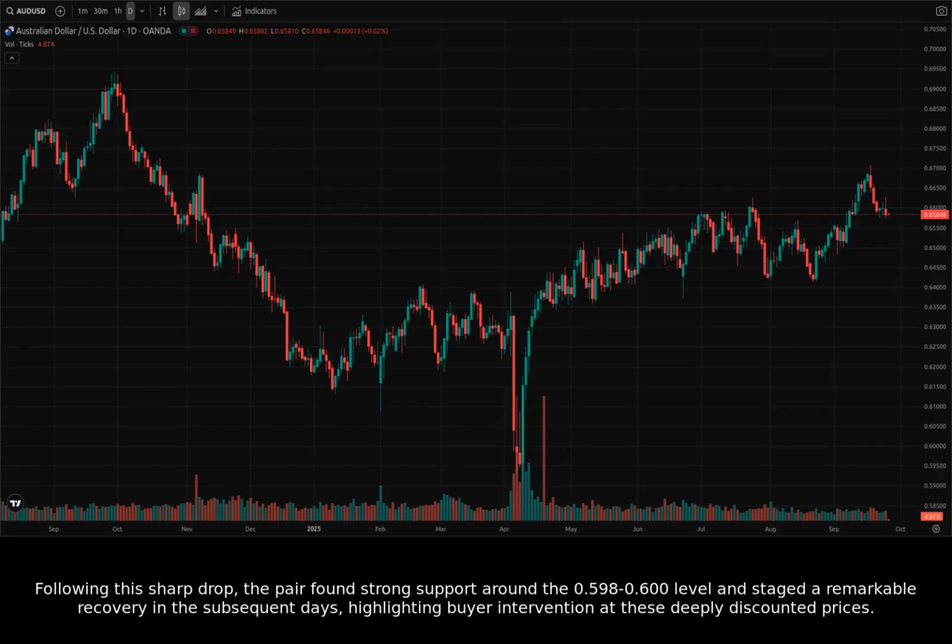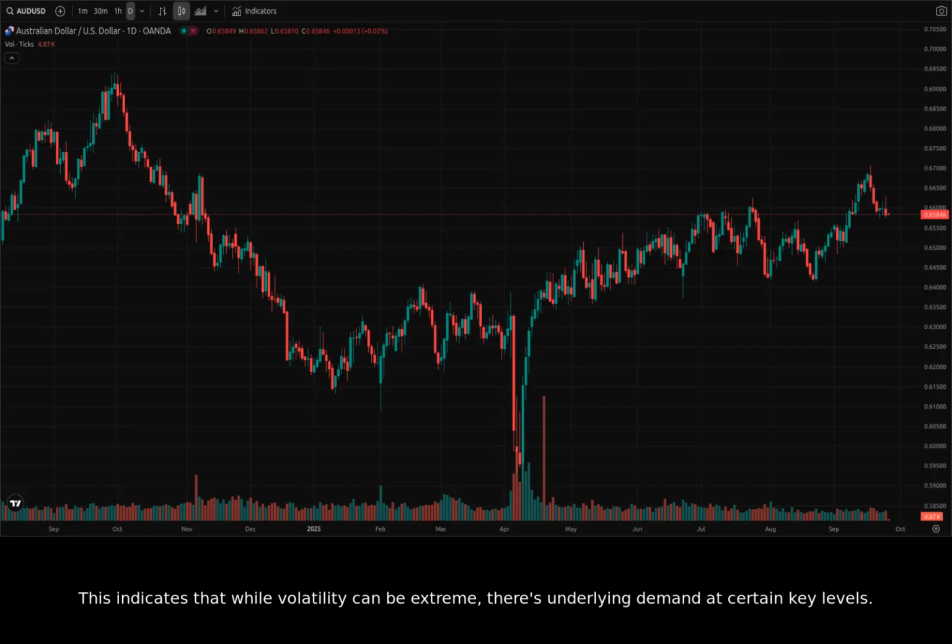Following this sharp drop, the pair found strong support around the 0.598 to 0.600 level and staged a remarkable recovery in the subsequent days, highlighting buyer intervention at these deeply discounted prices. This indicates that while volatility can be extreme, there's underlying demand at certain key levels.